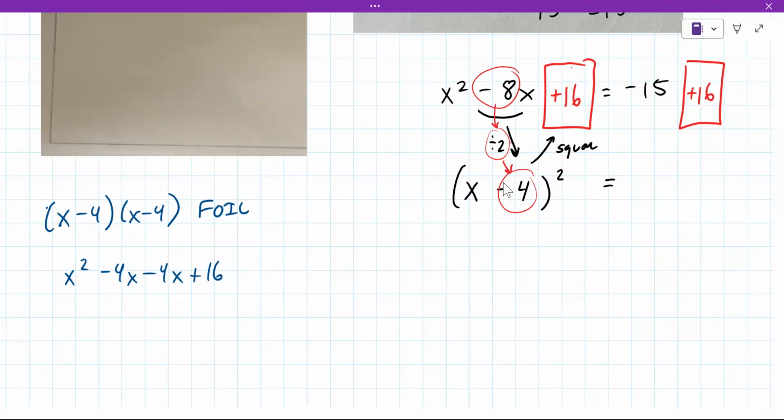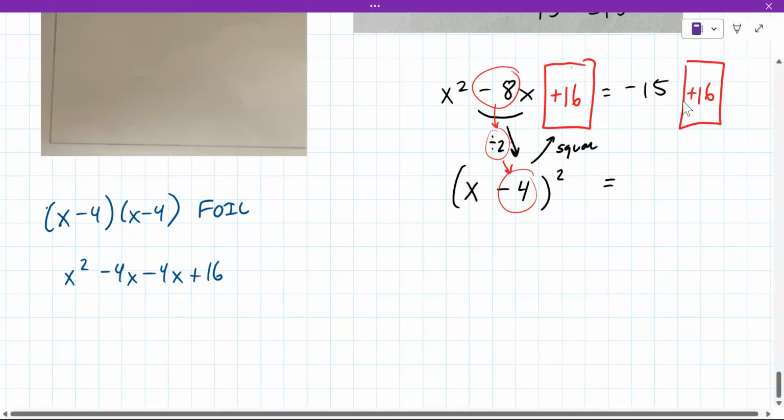All right, so once the boxes are blank, x equals. Okay. All right, I'm ready to move on. Okay, so on the right side, minus 15 plus 16 is 1.